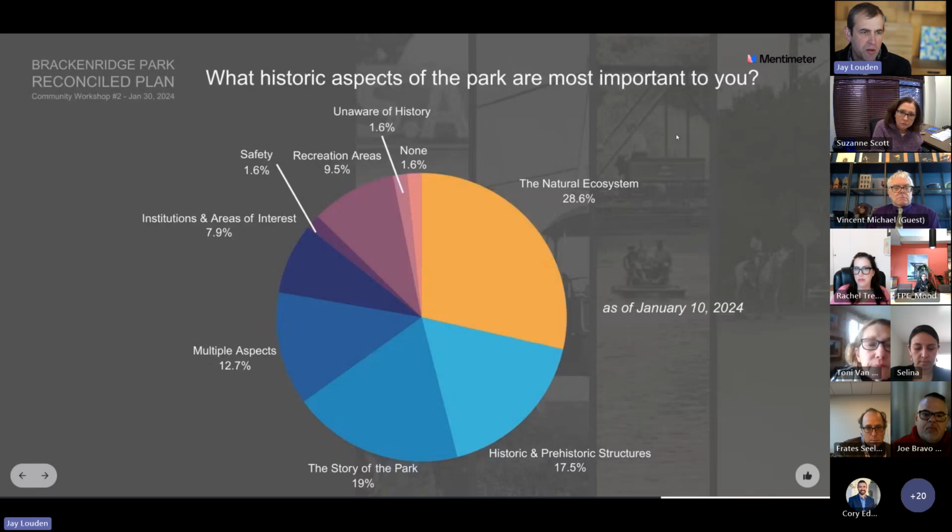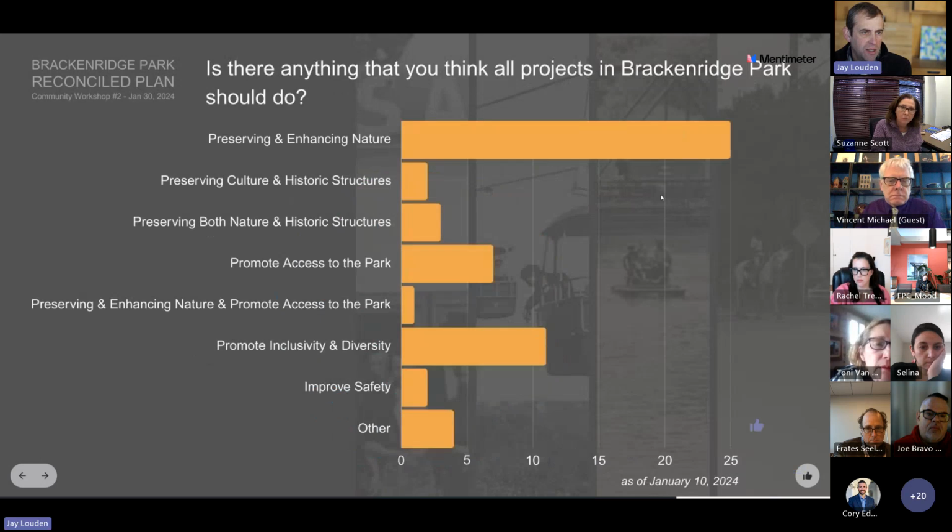Historic aspects of the park. Most important is the natural ecosystem, first. Second is the story of the park. Third is historic and prehistoric structures, and those dominate. All projects in Brackenridge Park should do a lot for preserving and enhancing nature, and then a pretty distant second was promoting inclusivity and diversity, and then promoting access third.